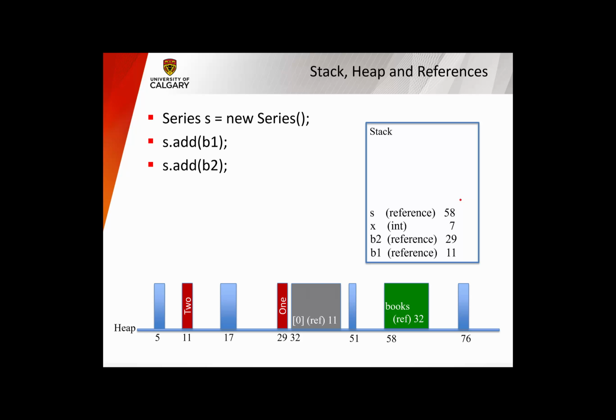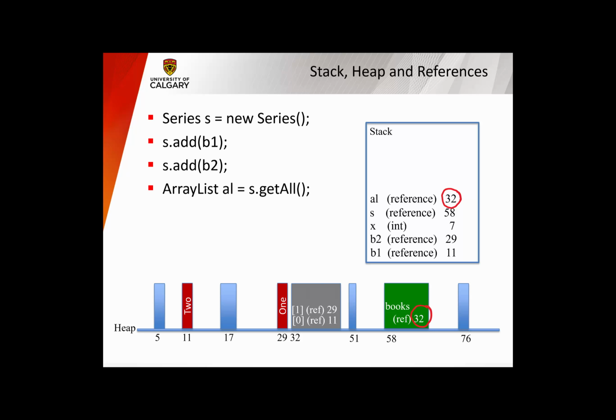Add for B2, I'm going to do exactly the same thing. It's a reference to 29. The B2 was passed in, so when I'm passing it in, I'm passing in the value 29, and that gets placed into the list. So now if I do a get all, I am going to get back the books, the reference of 32. So I'm going to get back the reference. So AL, array list, is a reference type, and it's looking at location 32.